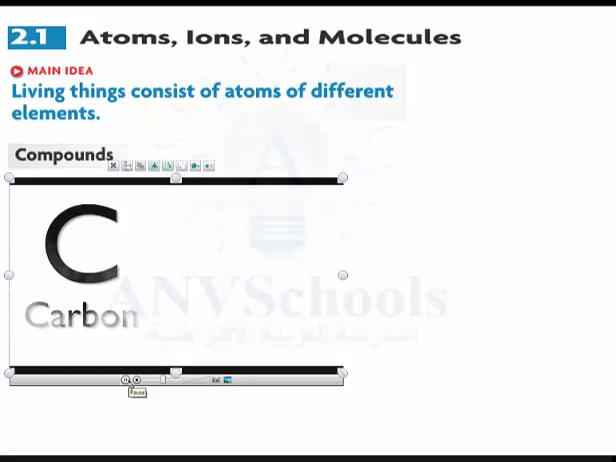The next thing that we are going to look at are ions.